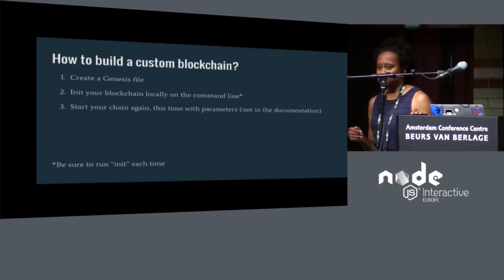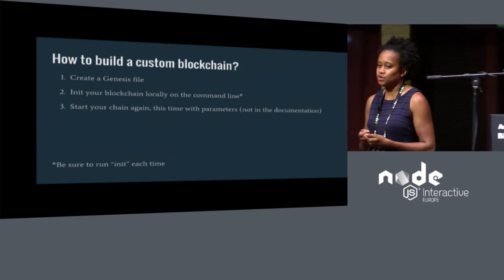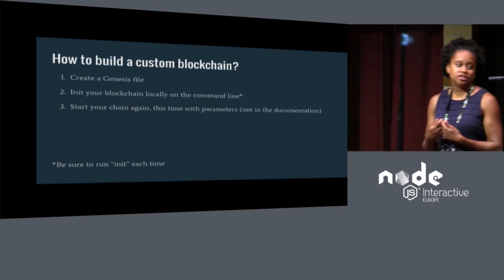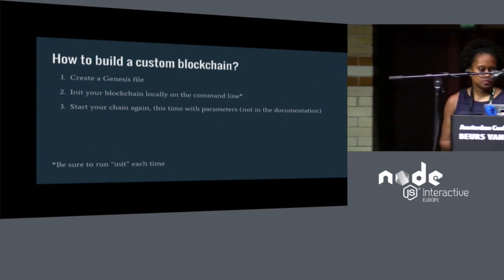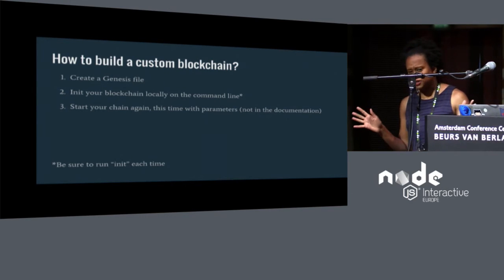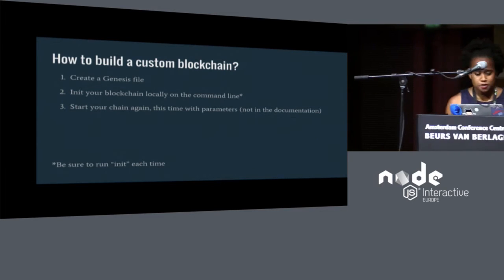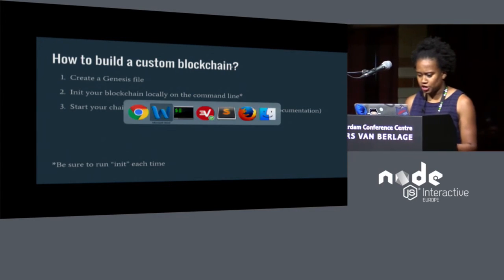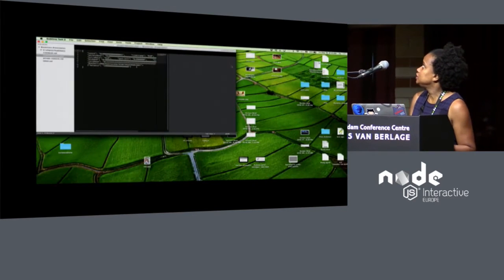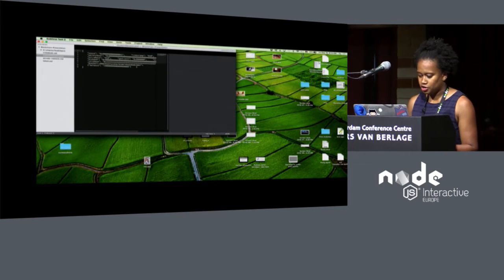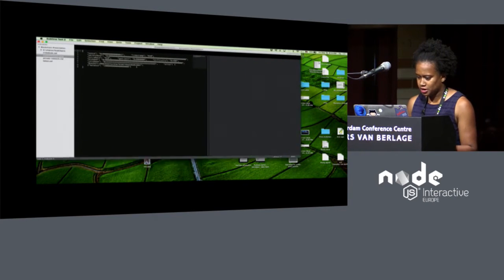So how do we build this custom or private blockchain? The first thing that you will need is a Genesis file. A Genesis file, for the most part, is like your config for a blockchain. So let's see what a Genesis file looks like.